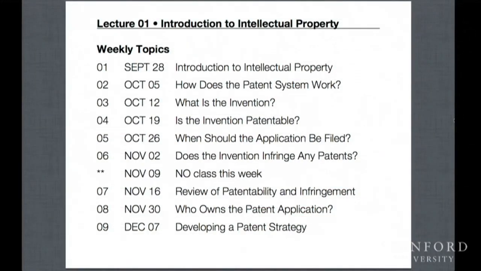This is just a brief overview on what we're going to cover. I'm going to talk just at a high level about intellectual property today and how the patent system works. Next Friday, when is it an invention and how do we capture that? On the Friday after that, is the invention patentable? Does it meet the requirements?